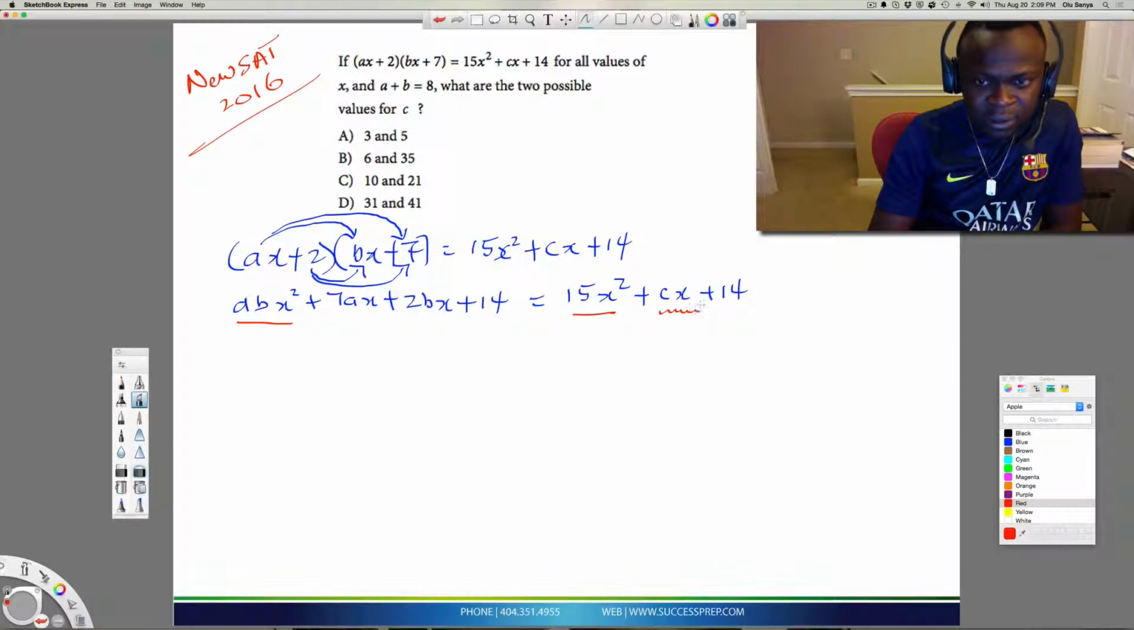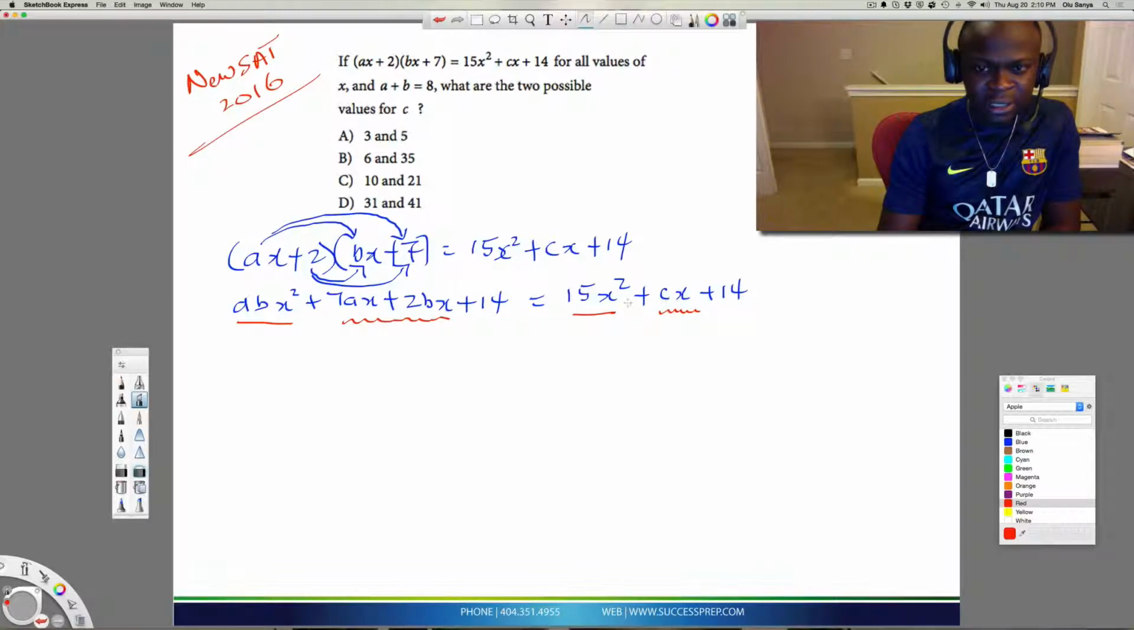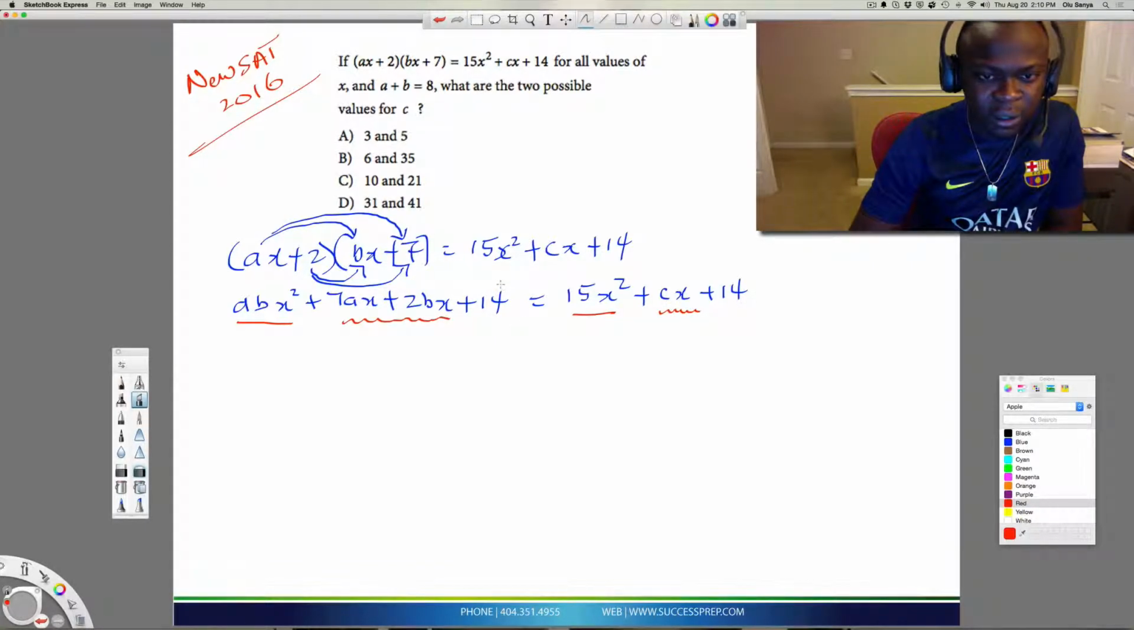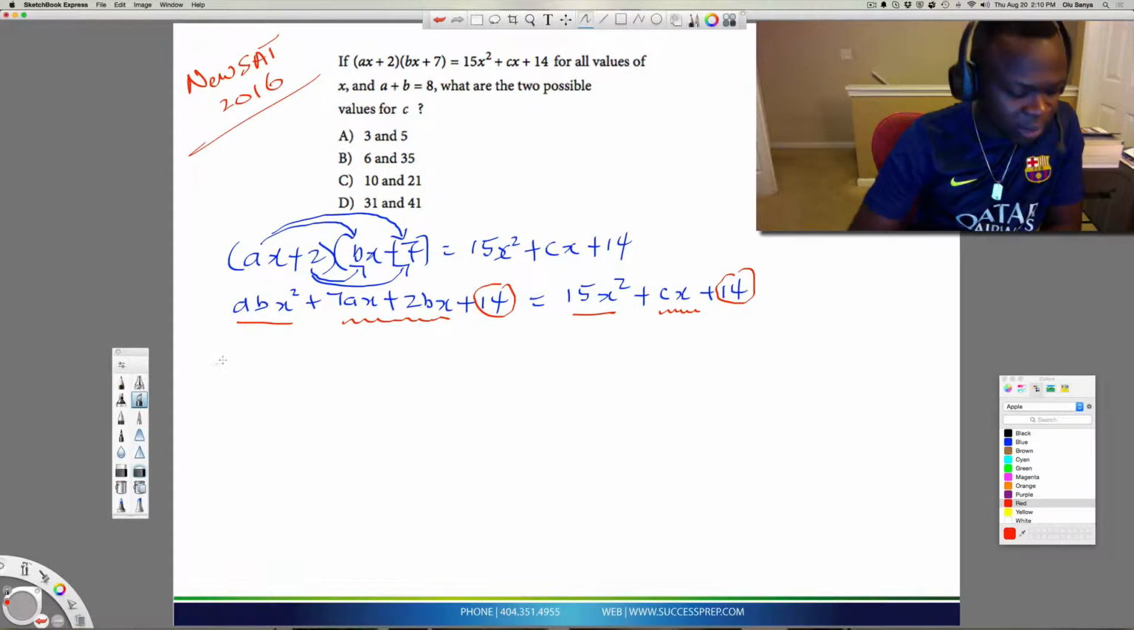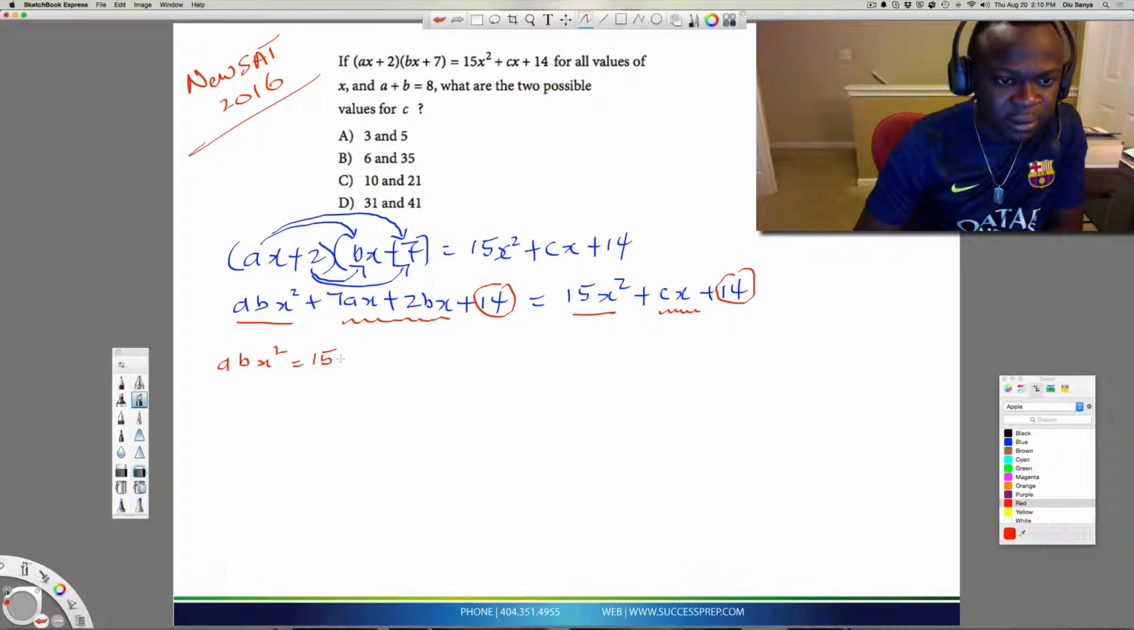I'm going to use a different symbol to kind of distinguish the x's. So you notice that these are x's, I have them on both sides. And then we have constants, 14. As you can see, they match. So in math, at this point, because they're equal, you can make those types equal to each other. So I can write an equation set that looks like this: abx squared is equal to 15x squared.